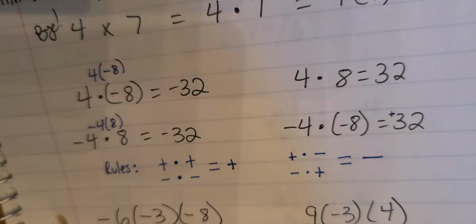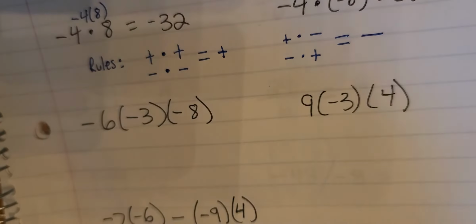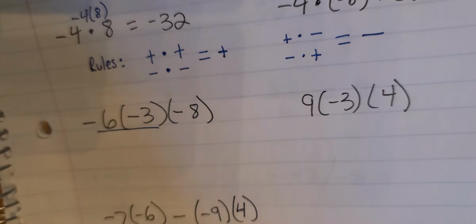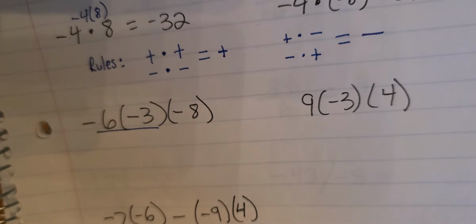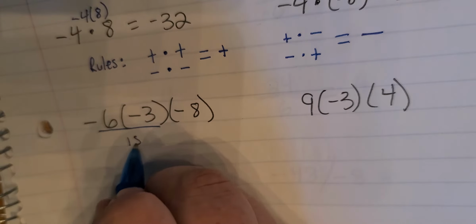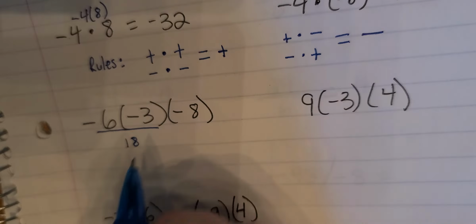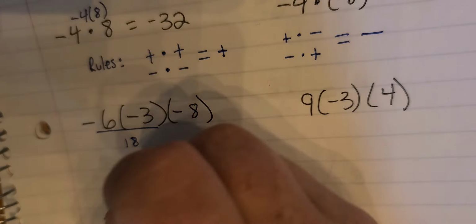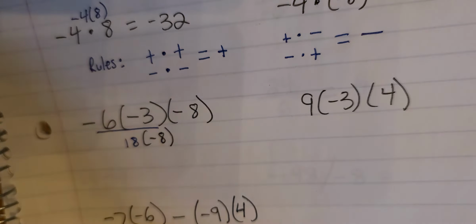Now we're going to do a few examples. These all have 3 terms because I want to make sure that we both do order of operations and pay attention to the signs. So here we go. First things first, I want to do the negative 6 times the negative 3. I have a negative times a negative, which will get me a positive, and then 6 times 3 is 18. All right, 18 times the negative 8.